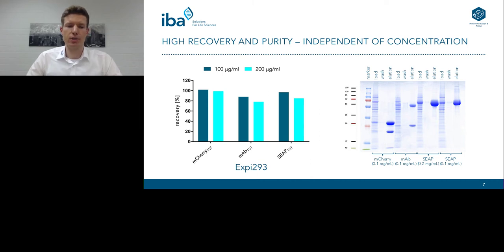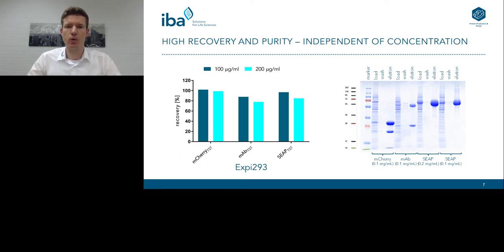Another question is, how high is our recovery and purity? In this experiment, again, we spiked Expi supernatants with our 3 proteins at our 2 concentrations. But in this case, we only loaded 75% of the maximum column capacity on the column. Again, we washed away impurities and then we eluted the protein.